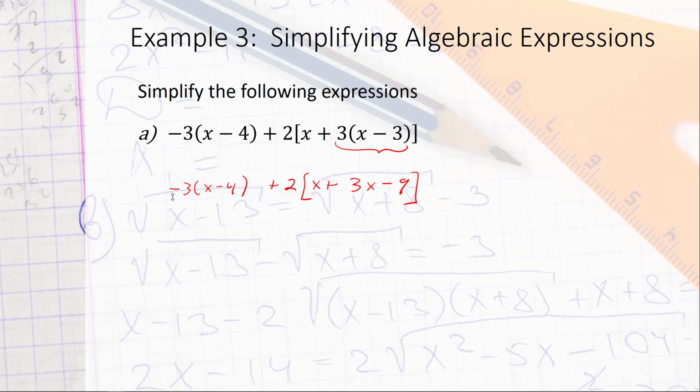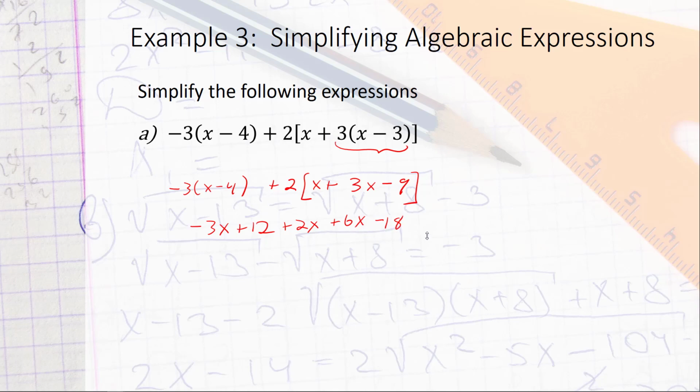So for this one, we will have negative 3 times x, which will be negative 3x. Negative 3 times negative 4 will be positive 12. And now distributing this, we will have plus 2 times x, which would be plus 2x. I actually could have combined these beforehand. 2 times 3x will be plus 6x. And then 2 times minus 9 will be minus 18.